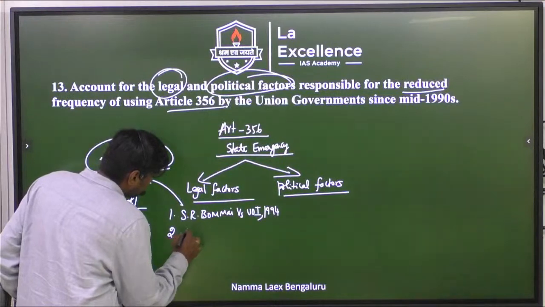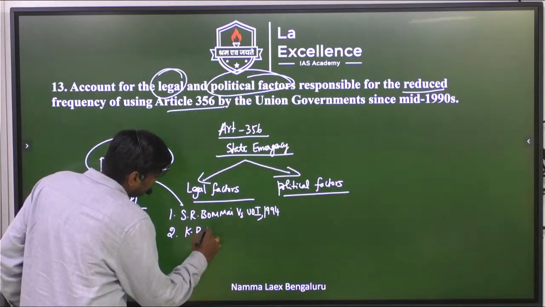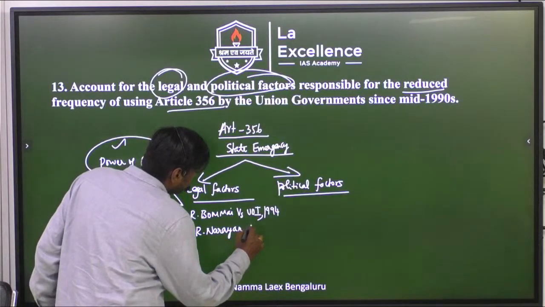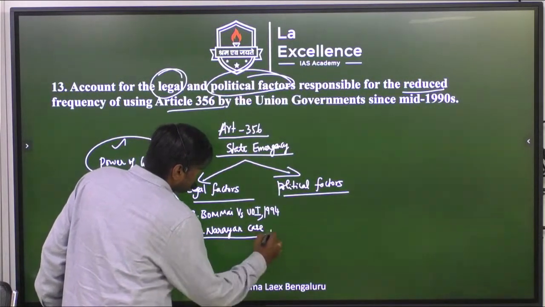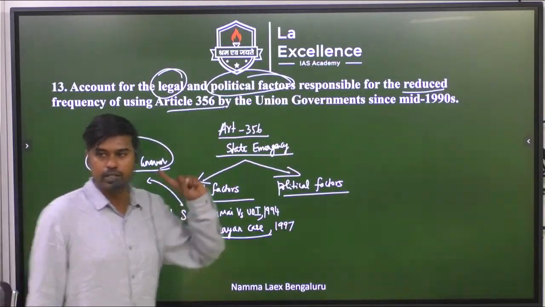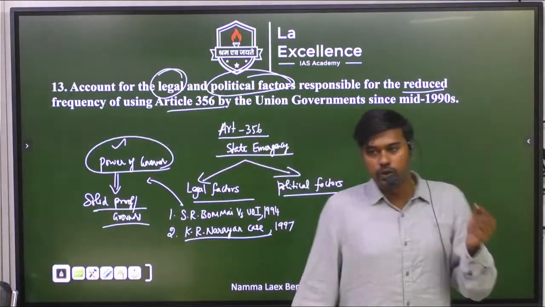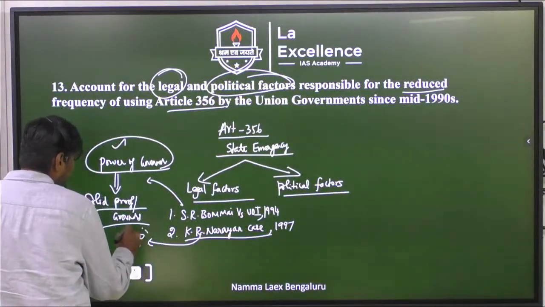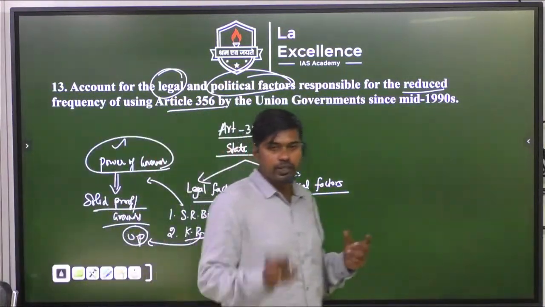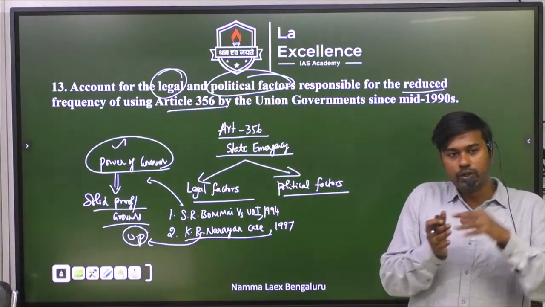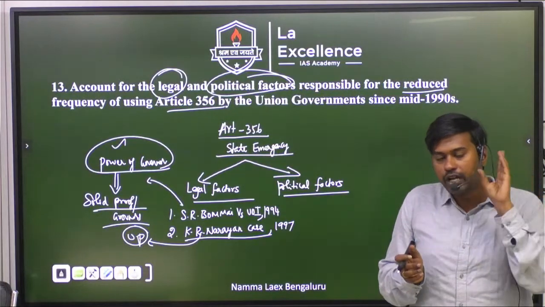First one. Second one is concerning the K.R. Narayanan case or issue. This happened in 1997, when K.R. Narayanan was the President of India. From UP, the governor of UP wanted to implement state emergency for UP.